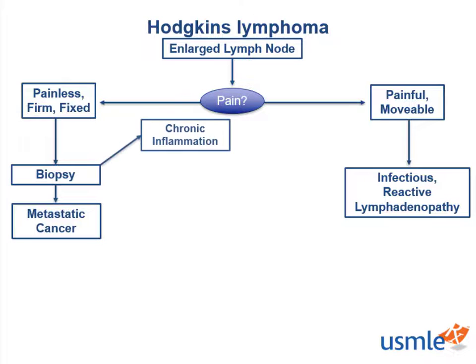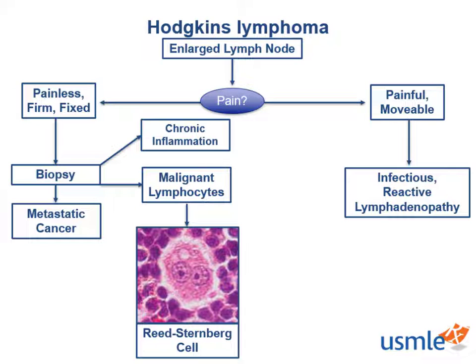Secondly, chronic inflammation may lead to painless enlarged lymph nodes. Conditions leading to chronic inflammation may lead to fibrosis, which would enlarge the lymph node. This may be seen in chronic inflammatory conditions with granuloma formation, for example, like from tuberculosis. Third, you may find malignant lymphocytes in that enlarged, painless lymph node, which would tell you that the patient has lymphoma. The next question to ask is whether or not Reed-Sternberg cells are the malignant lymphocytes found in the biopsy.